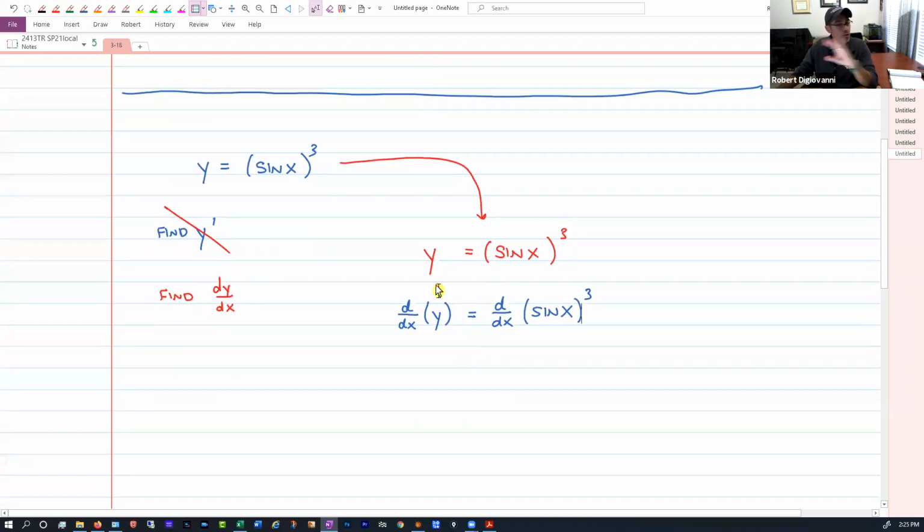So it's a new notation. That's all it is, but we're going to be doing the exact same thing. Let's start with the left side. If I take the derivative with respect to x of y, then just imagine that y just goes up here next to the d and becomes dy/dx.